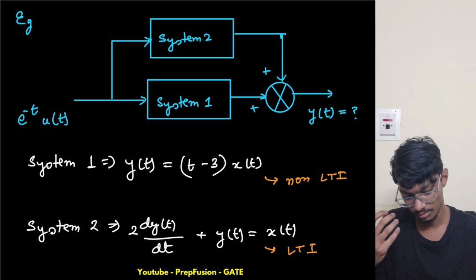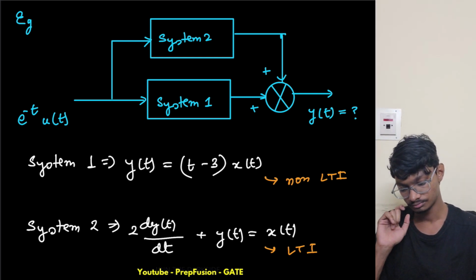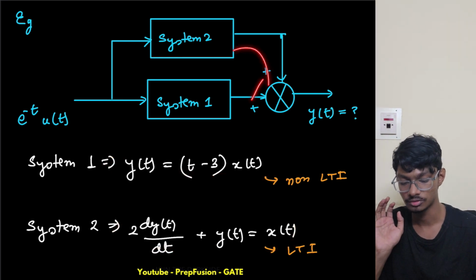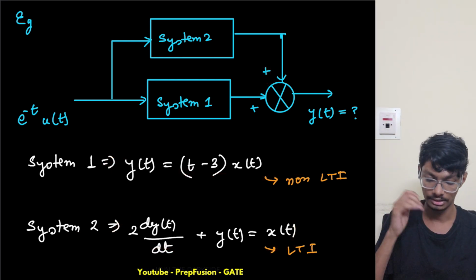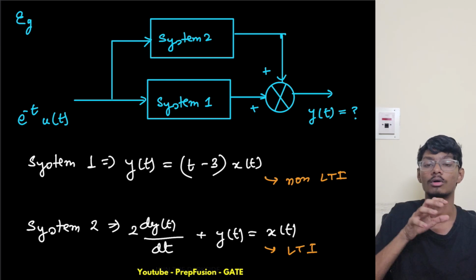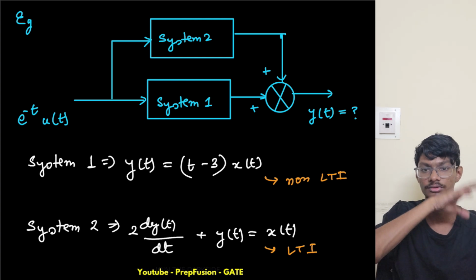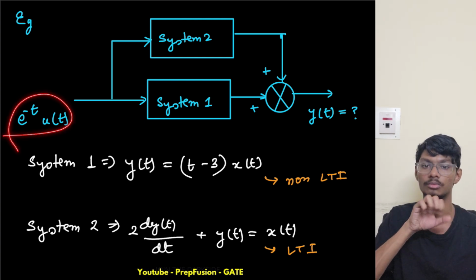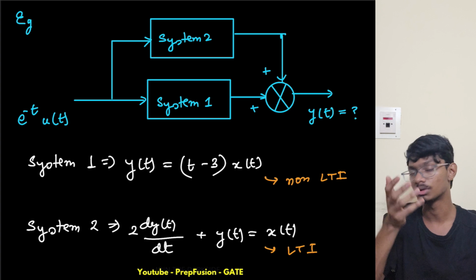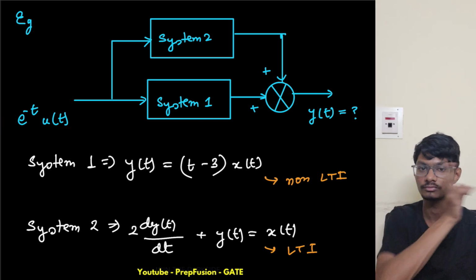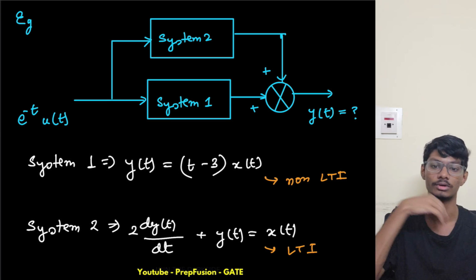So simply taking the Laplace transform of this and taking the Laplace transform of this and then adding both of them up, and then doing the inverse Laplace transform, or finding the transfer function and then multiplying the Laplace transform of the input with that transfer function and then we get the output. No, it won't happen. It won't happen.